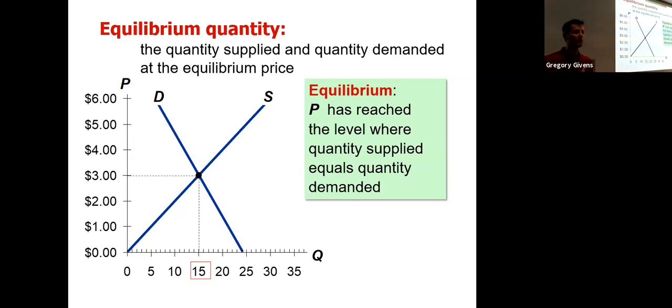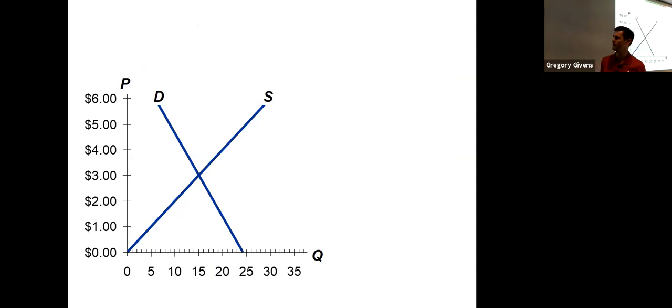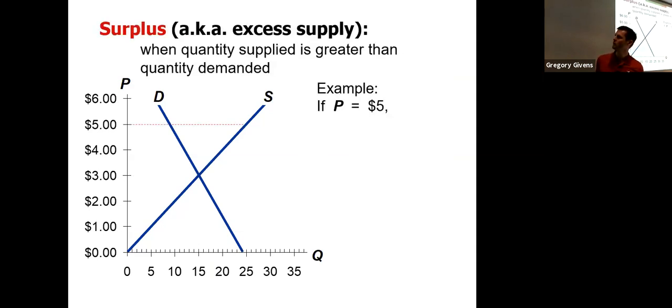But even more important, if some disturbance happens in the economy that causes price to move away from $3, something's going to happen to cause price to be pushed back towards that $3 equilibrium. Let's look at a couple of these scenarios real quick. So let's do a thought experiment here. What if something happens in this market that causes the price to be $5 instead of $3?